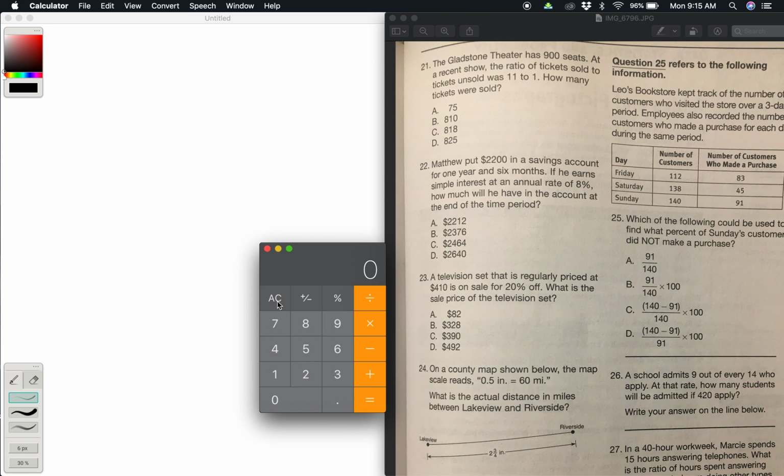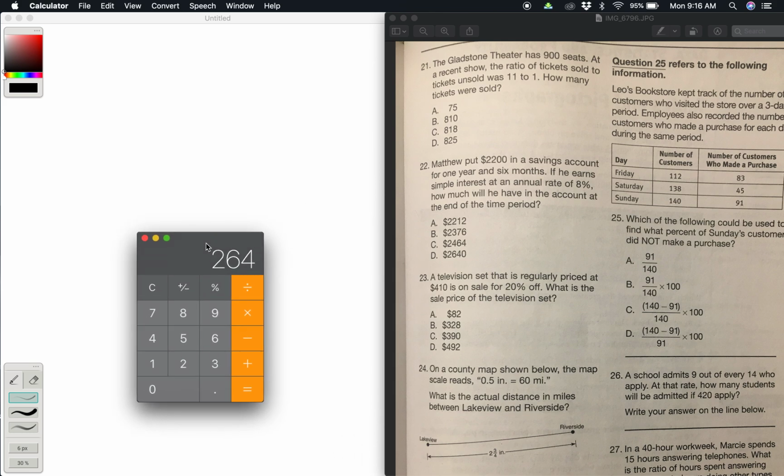Okay, so here we go. It's 2,200 times 0.08 times 1.5. So it's 264.